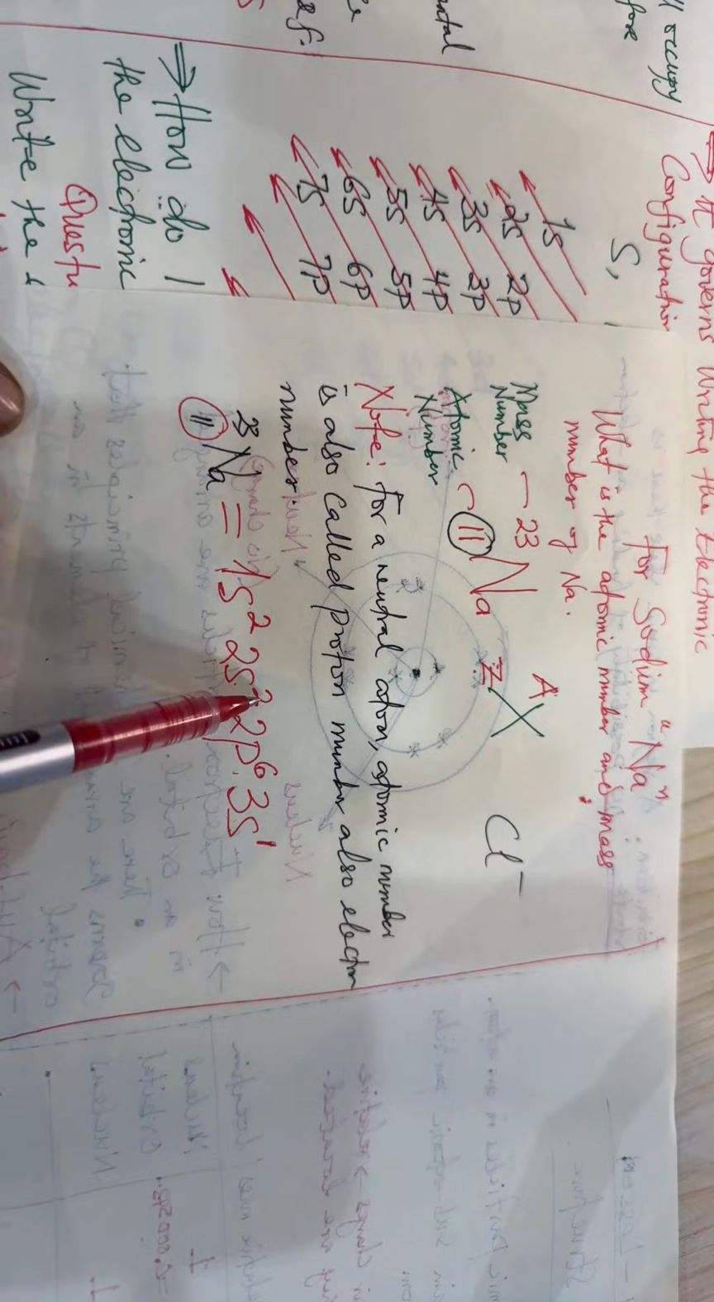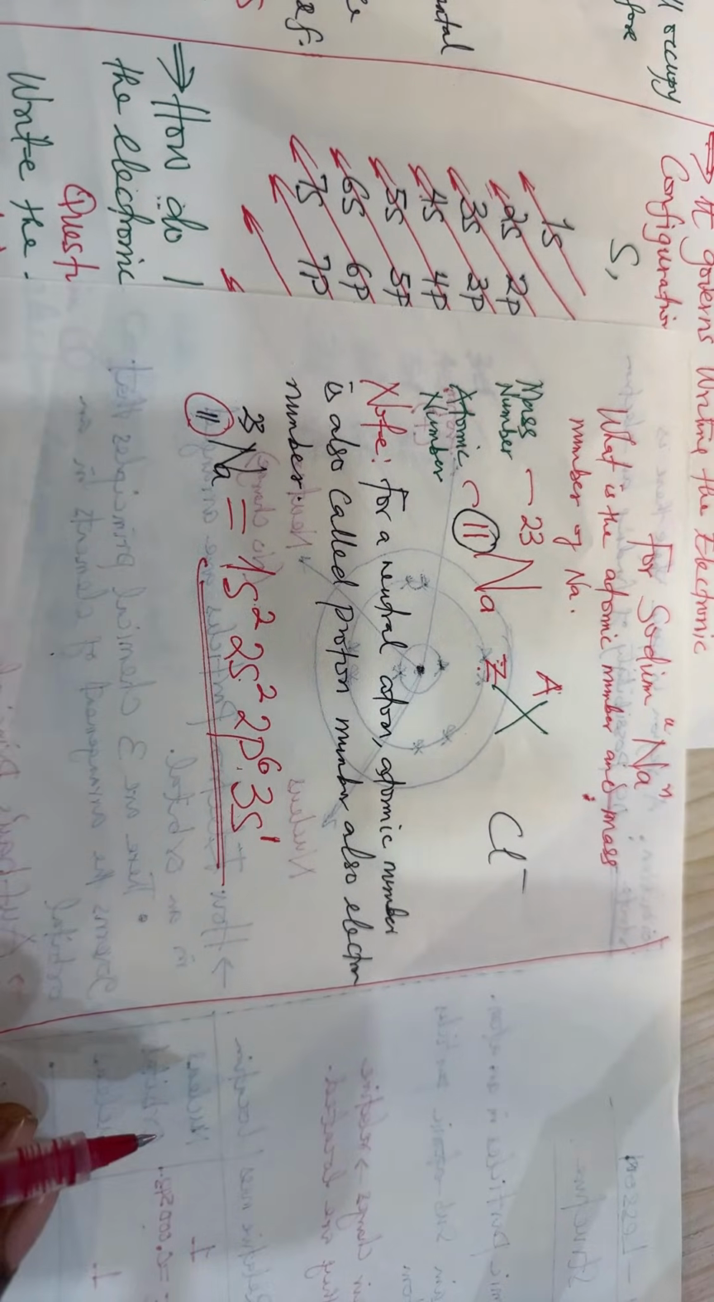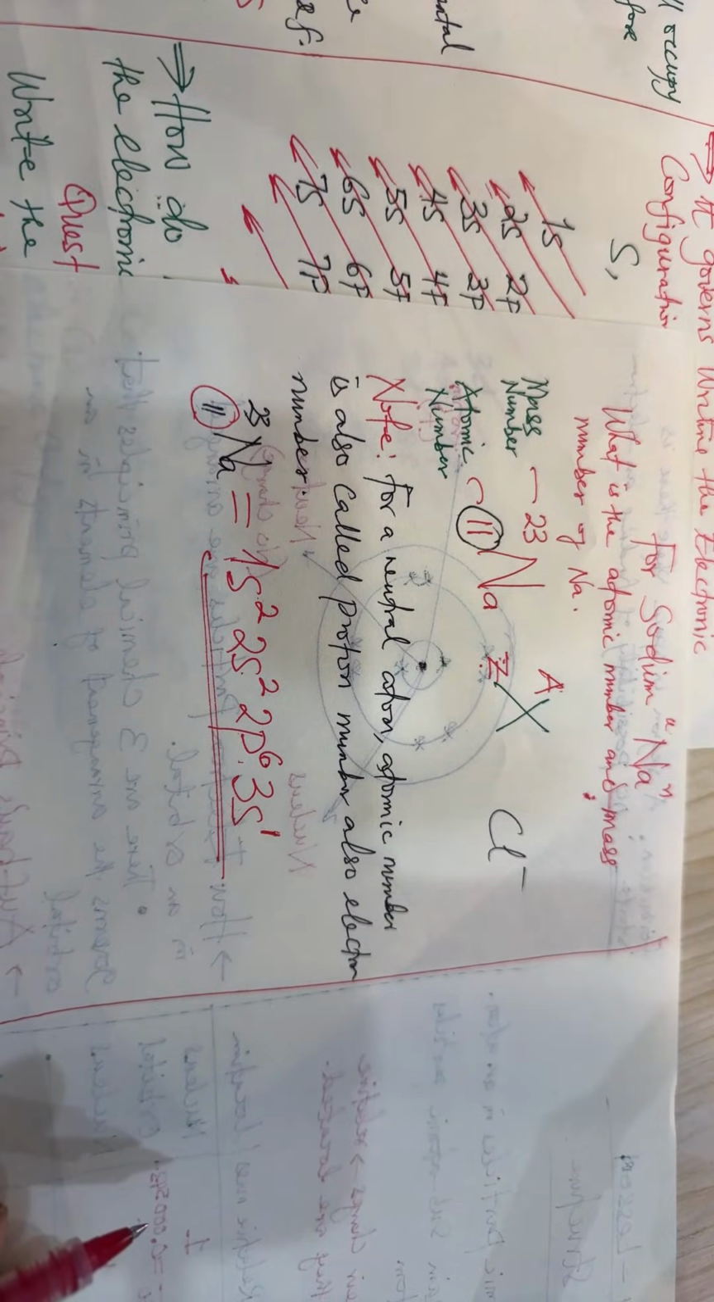That means we have 2, 2, 6, 1. So this gives us 11. 2, 2, 6, 1, add it together gives you 11. So this shows the electronic configuration for sodium. Does that make sense?